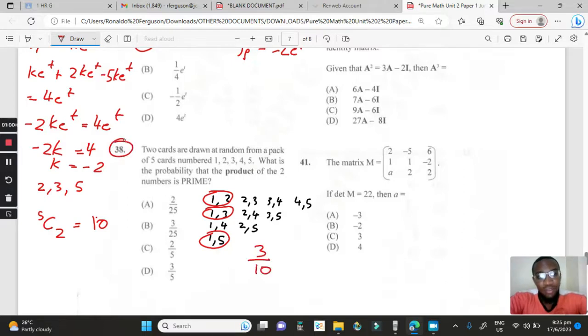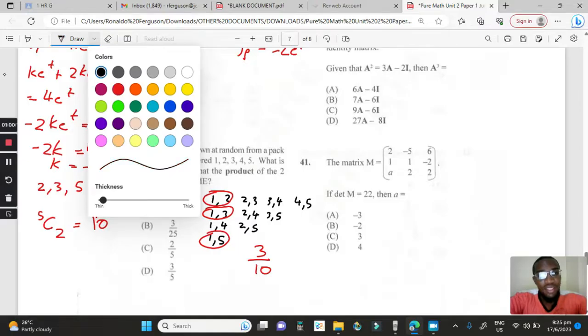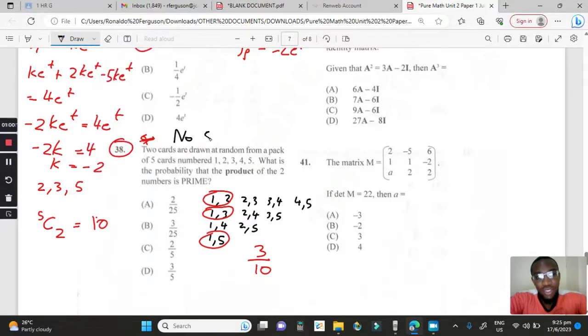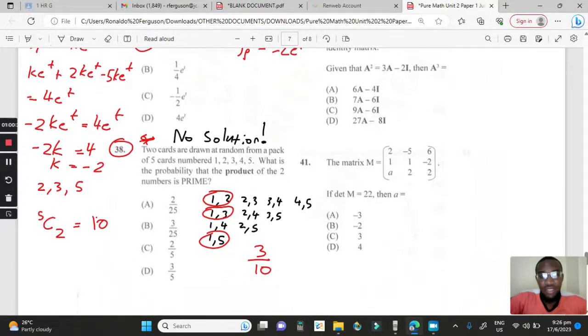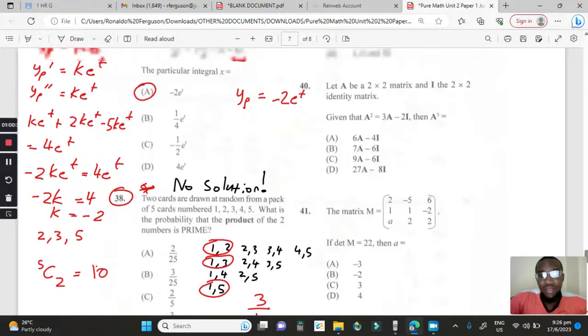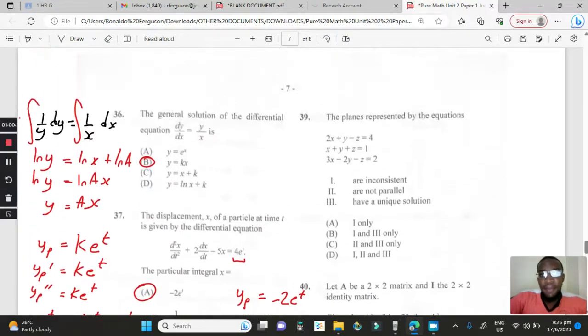So we're going to have to report this to CSEC. As we can see, the answer is 3 over 10. And CSEC keep giving the question with no solution. This one has no solution. Alright, this one right here has no solution. So that's 3 over 10, so it has to be reported. It has to. Nobody is reporting it. That's why CSEC keep putting it back, and know that there's no answer.